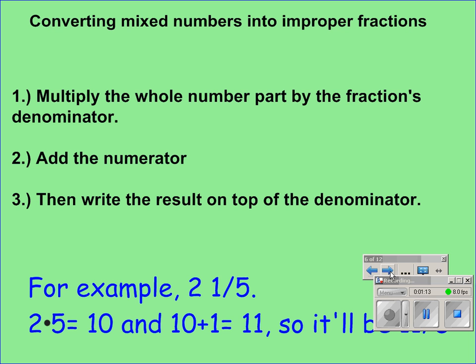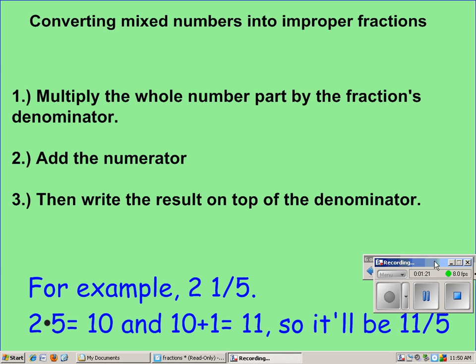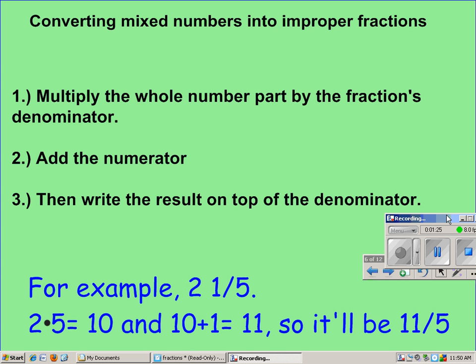Converting mixed numbers into improper fractions. Number 1, multiply the whole number part by the fraction's denominator. Number 2, add the numerator. Number 3, then write the result on top of the denominator. For example, 2 1/5. 2 times 5 equals 10, and 10 plus 1 equals 11. So that'll be 11 over 5.